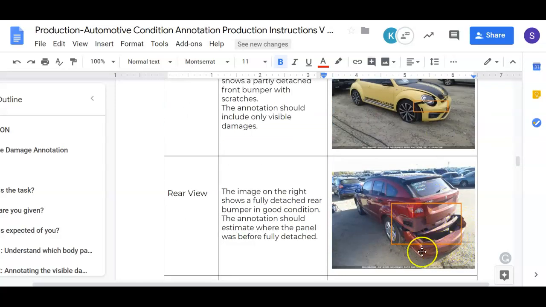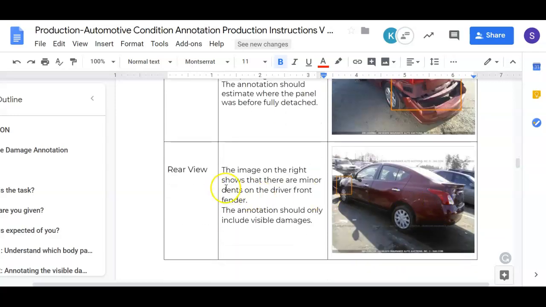Now here we have another example where we have a bumper that is detached. The bumper looks to be in perfectly good condition. If the bumper has been detached but is still in good condition, you will need to annotate where the bumper was supposed to be, and make sure you label it as slight dent because the bumper is in good condition; it's just detached. If the bumper is partly detached, make sure you only annotate the damaged area. The parts that are perfectly fine, you do not disturb.